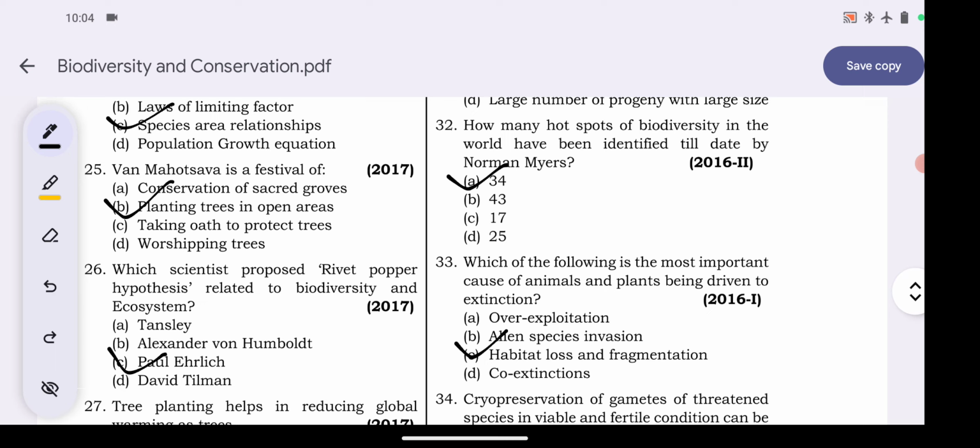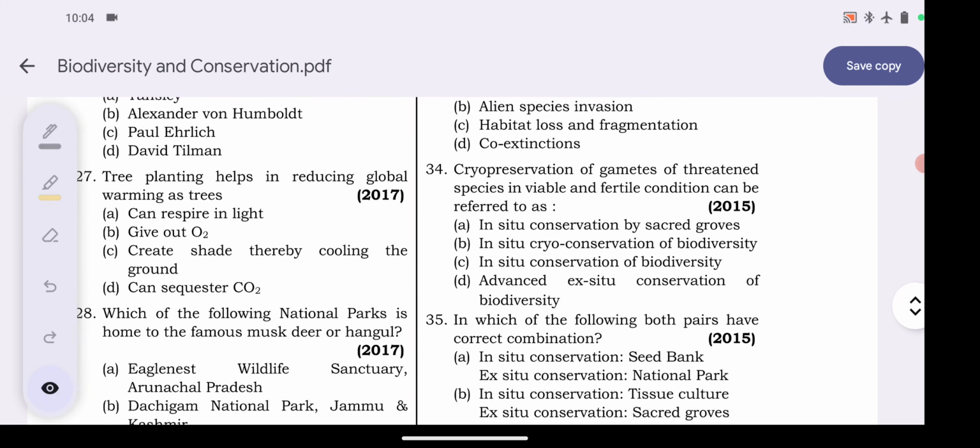Explanation. The most critical factor driving animals and plants to extinction is habitat loss and fragmentation. Tropical rainforests provide the most severe example of habitat loss. Option C is your answer.